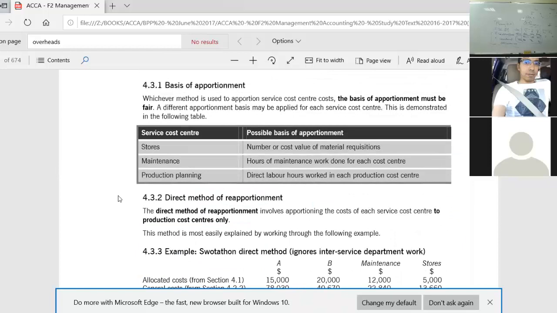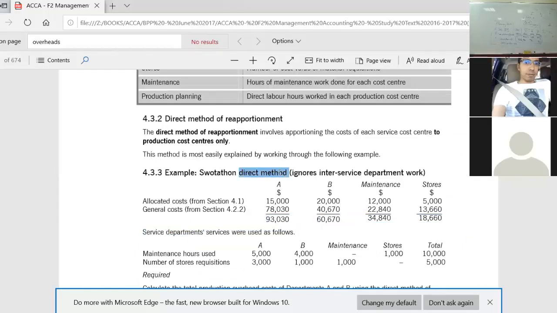Now see, the first thing which they are saying is the direct method. So what is the direct method? Okay. So fine. A, B, M, and S. So this is the total cost that we have got. A, B, M, and S.